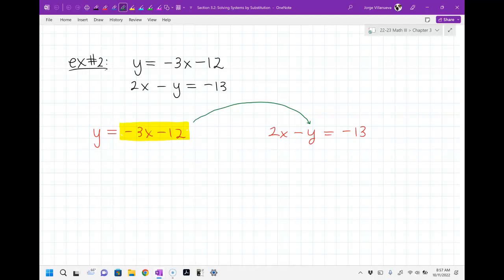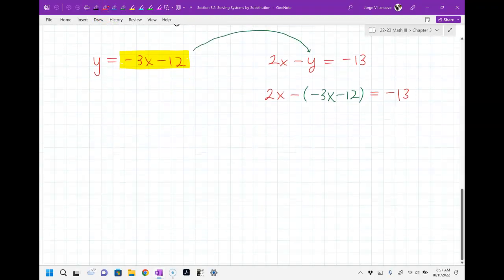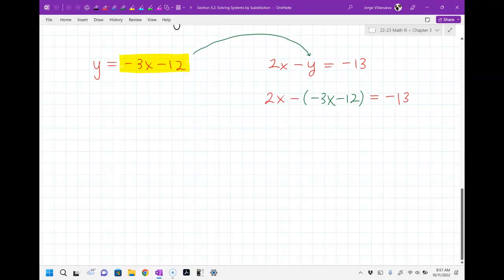That's why whenever I plug stuff in, I always tell you I put a parenthesis around the stuff I plug in so that I don't mess up the math. You're going to see a perfect example of that right now. Look, 2x minus parenthesis negative 3x minus 12 equals negative 13. Notice how me putting a parenthesis is going to force me to distribute. I'm going to have to distribute that negative. That's why every time I plug numbers in, you're going to see me putting in parentheses around whatever I plug in, because I want to make sure that I don't mess up by being careless.